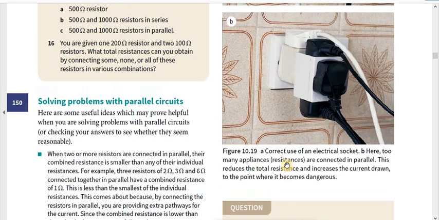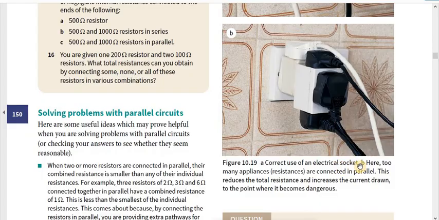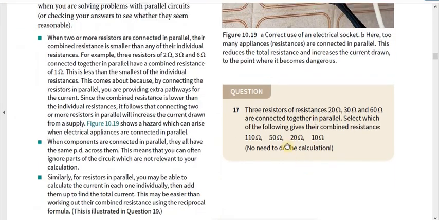Okay, so you see A, that is this diagram, correct use of an electrical socket. B, here too many appliances are connected in parallel. This reduces the total resistance and increases the current drawn to the point where it becomes dangerous. All right, figure 10.19, which is this, shows a hazard which can arise when electrical appliances are connected in parallel.